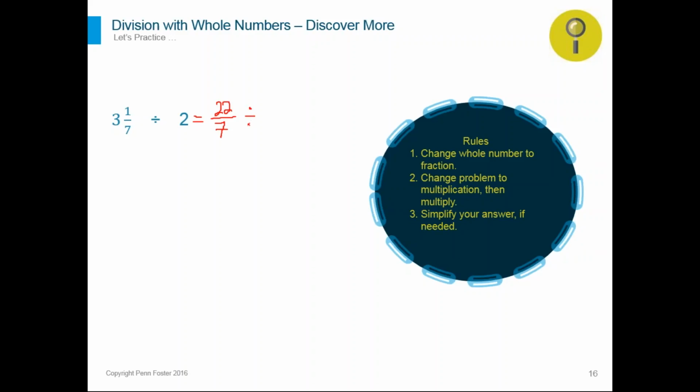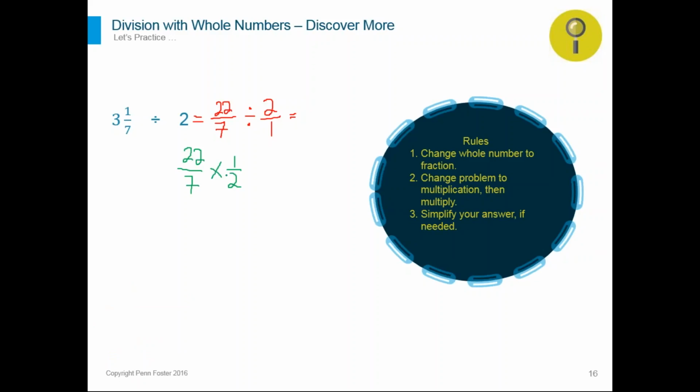We're not going to change anything to multiplication yet. The 2 is a whole number, like we did with multiplication. 2 over 1 is its fraction form. So it's a fraction divided by a fraction. Now I'm ready to switch everything to a multiplication problem. So keep the first fraction as is. I'm repeating myself here because the more we hear it, the more we practice it, the more we get good at it. So times 1 over 2.